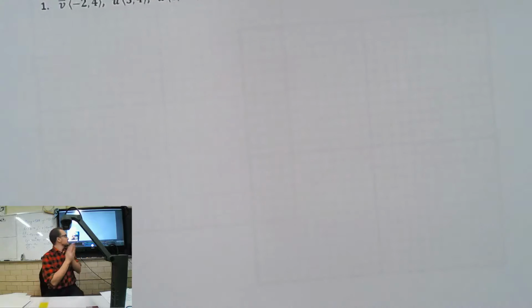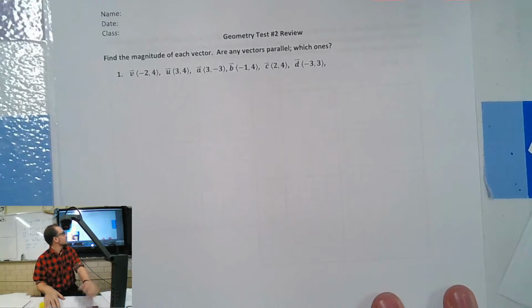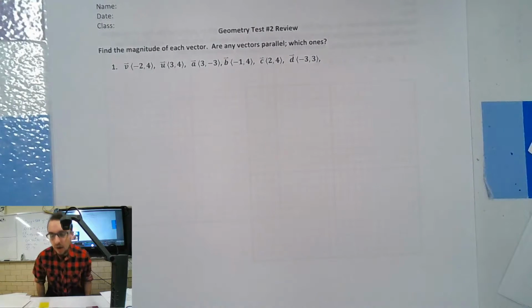Let's do this. So the first page is vectors. Am I on the right page? Here it is. So hopefully by now you know what stuff is. Let's go. I don't have time. We're going to find the magnitude and tell which ones are parallel.